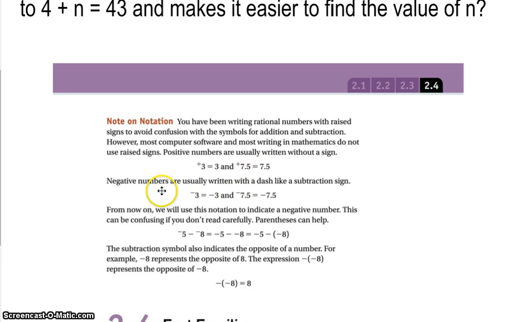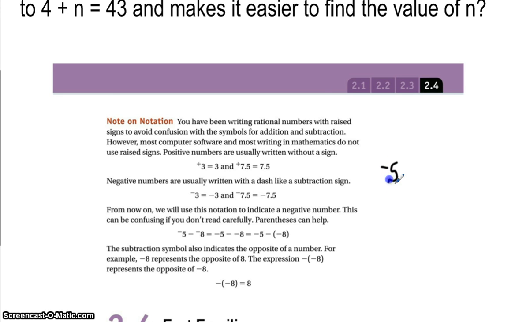Negative numbers are usually written with the dash, like a subtraction sign, but it also helps to get it up there above. The book, from now on, in a number sentence like this one, if we had negative 5 minus a negative 8, that would equal negative 5 minus minus 8. And then they're going to use parentheses.